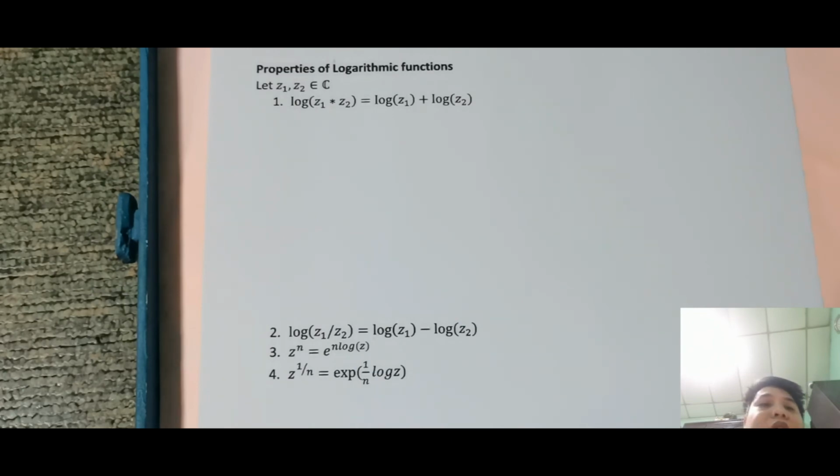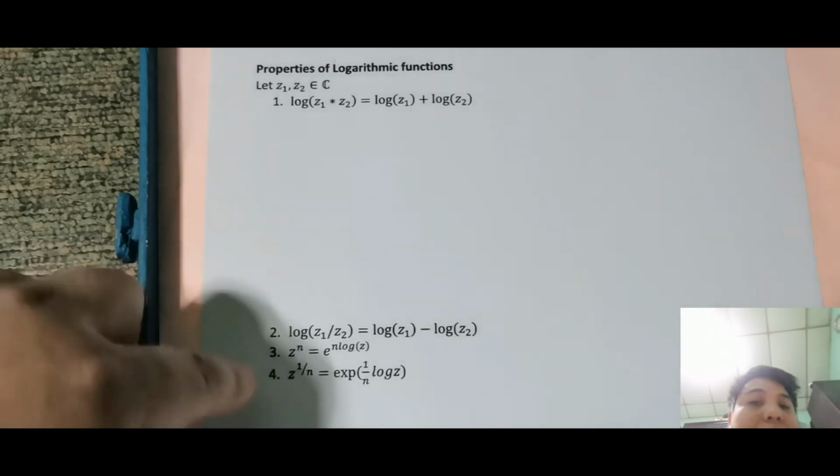Then z raised to n dito is equal to e raised to n log of z. Tama, kunyari gusto ko mag-raise, kunyari 2 raised to 5. So kung gagawin ko siyang e raised to something, gagawin ko e raised to n log of z. Gagawin ko lang ganun. So yung n is yung number natin. Then dito po, kung gusto mo kunin yung nth root niya, ang nth root naman ng ating logarithm is equal to exponential of 1 over n log of z. So, ito yung other formula para mahanap natin.